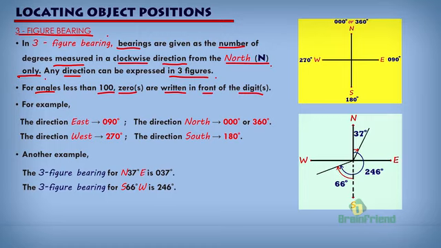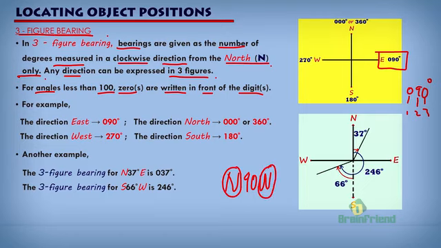Let's take a typical example. The direction east in 3 figure bearing is indicated as 0, 9, 0. We have 3 figures there. This is one figure, this is another figure, this is a third figure. So we always have 3 figures. And we don't have letters. In the other case, we had north, we had an angle, and then we had another direction. In this case, we don't have letters, we only have figures or numbers, and there are 3 of them. So we have 3 figures in the 3 figure bearing method.